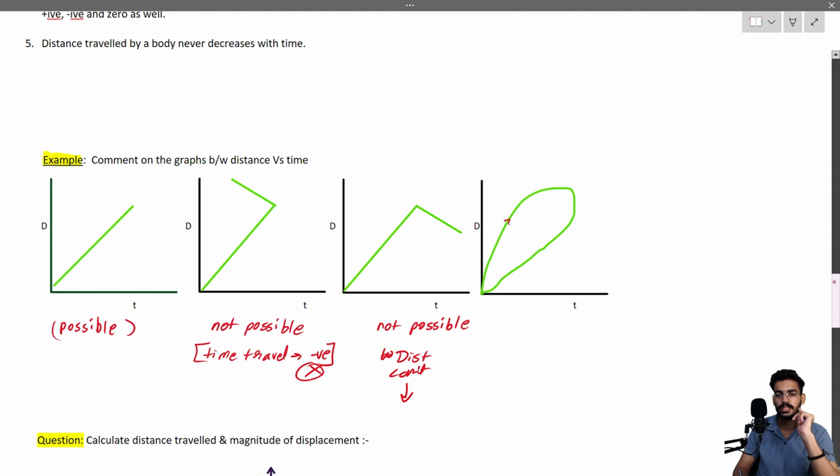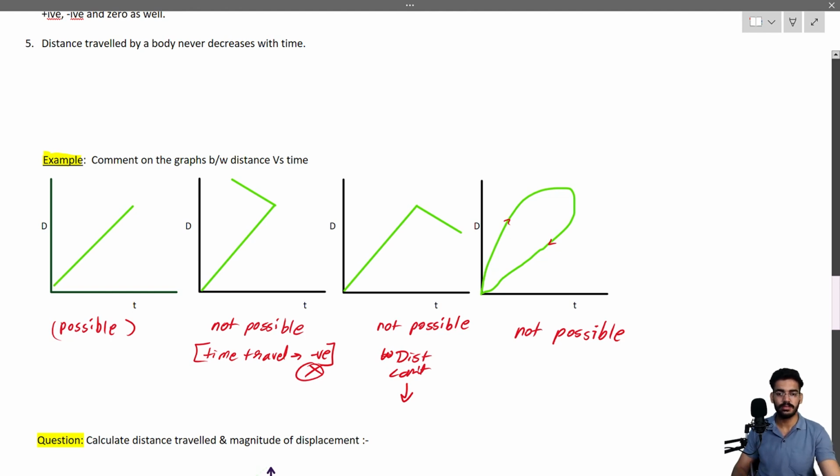And then here both things are happening. If you take this path, you're going like this and coming back. First distance is increasing with time, and then you are decreasing the time and decreasing the distance. So both things are happening together. This is not possible.